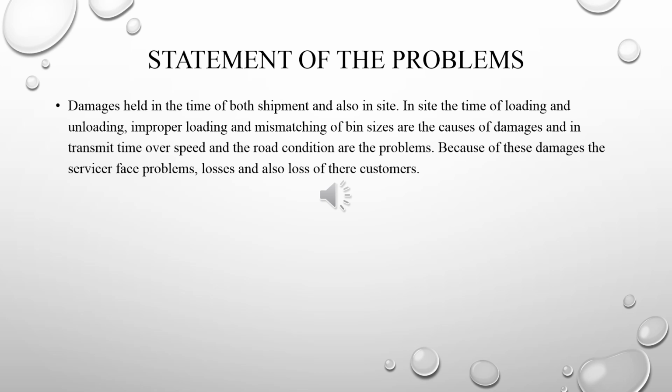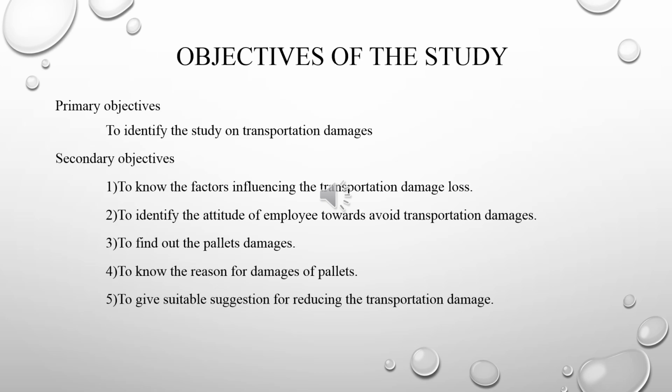Statement of the problem. Damages happen at the time of both shipment and in-site. In-site, at the time of loading and unloading, improper loading and mismatching of bin size are the causes of damages. And in transit, overspeed and road conditions are the problems. Because of these damages, the services face problems, losses, and also losses of their customers.